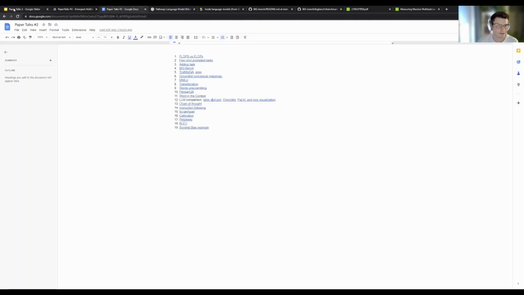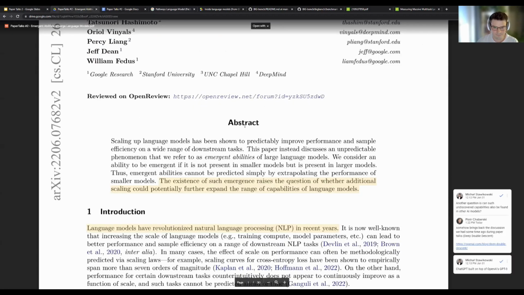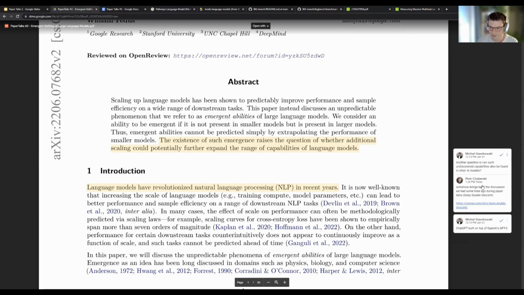Yes, going back to the paper, here Piotrek has some comment. Do you want to share something about that, Piotrek?